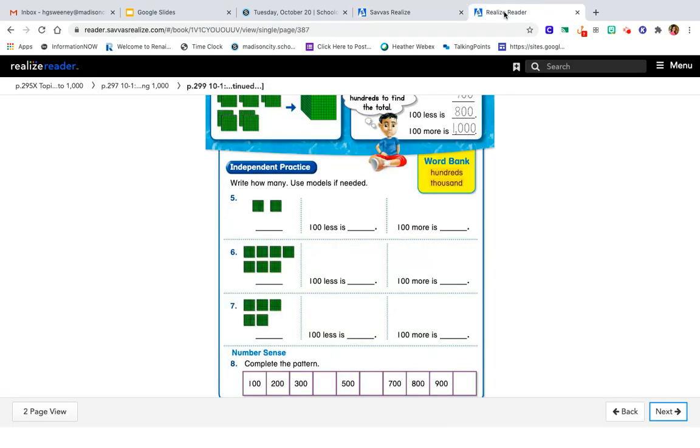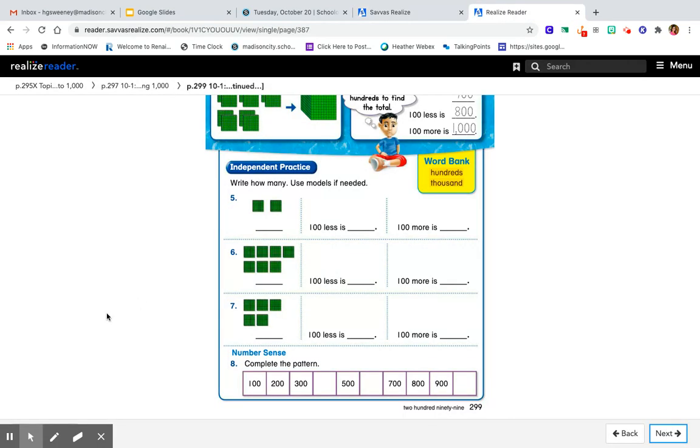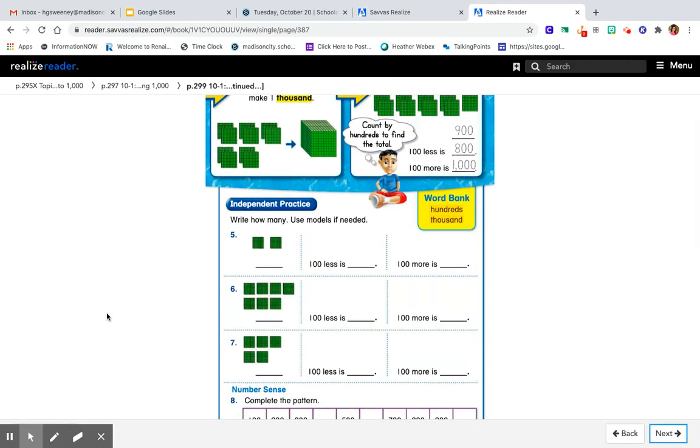Okay, so now we're ready to begin working with our lesson skill. So Miss Sweeney is going to use models today in order to solve these problems. And you may also want to get out your flats that were in your packet. Your flats will look like these.